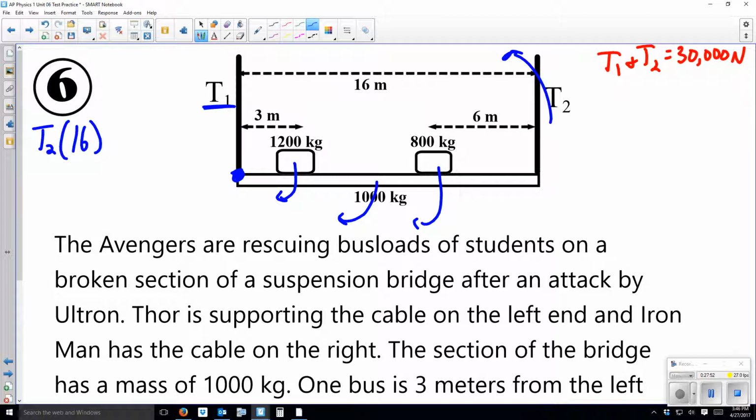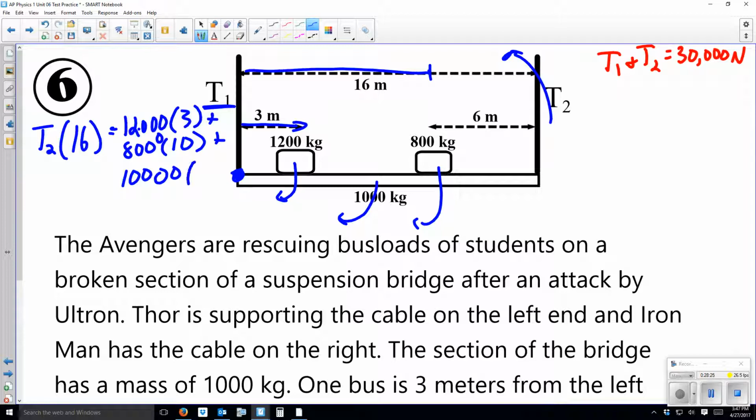times its distance from this point, just 3 meters, plus 800 times its distance from the left, which is 10 meters, and it's 800 times 10 because it's the weight, plus 10,000, I've got 1,000 times 10, and I need the distance here. So for this object, because it's uniform, it's not different in different places, it will be directly in the middle where that weight will really be. That's its center of mass. So that is actually 8 meters away from there.